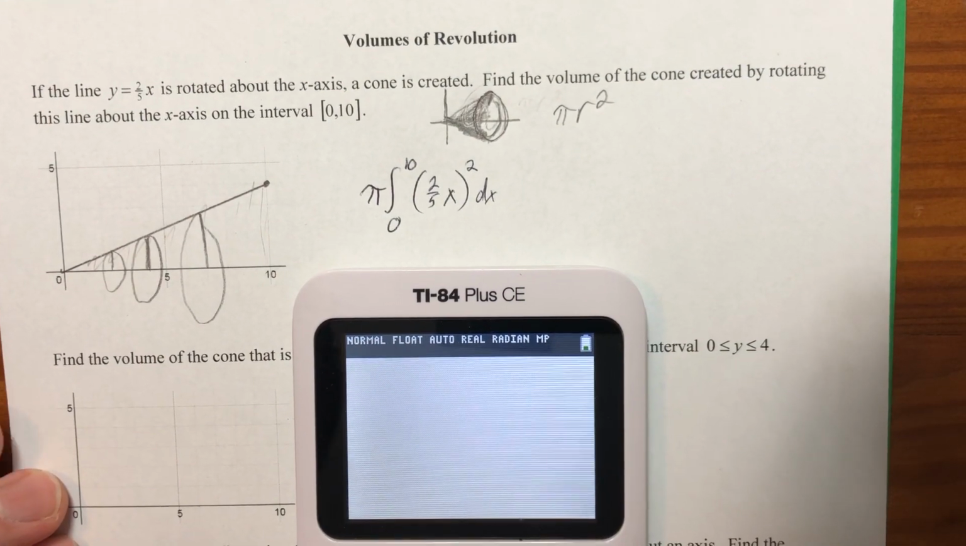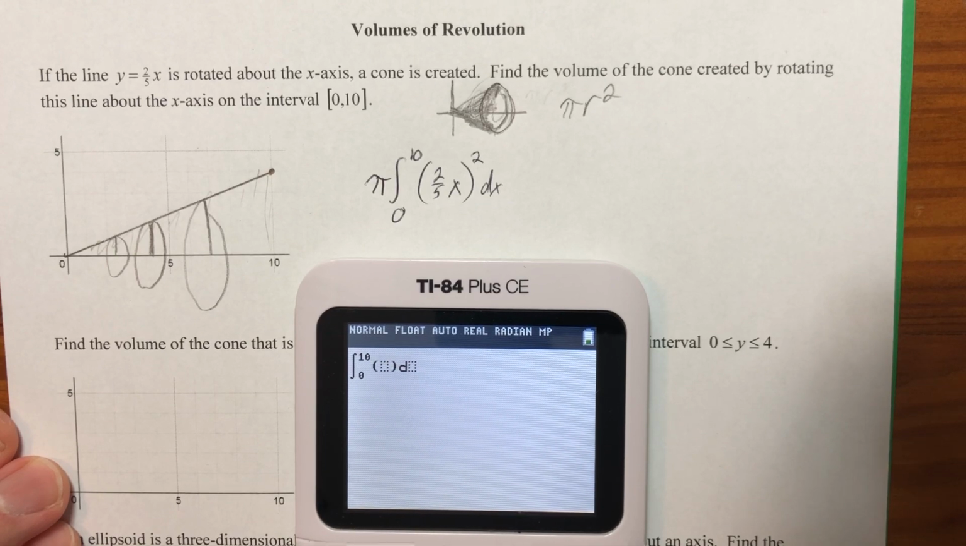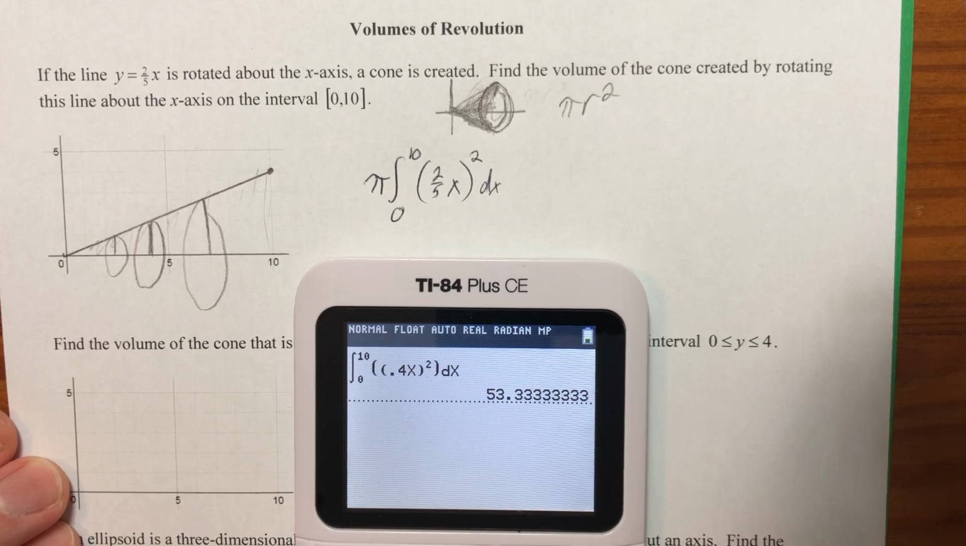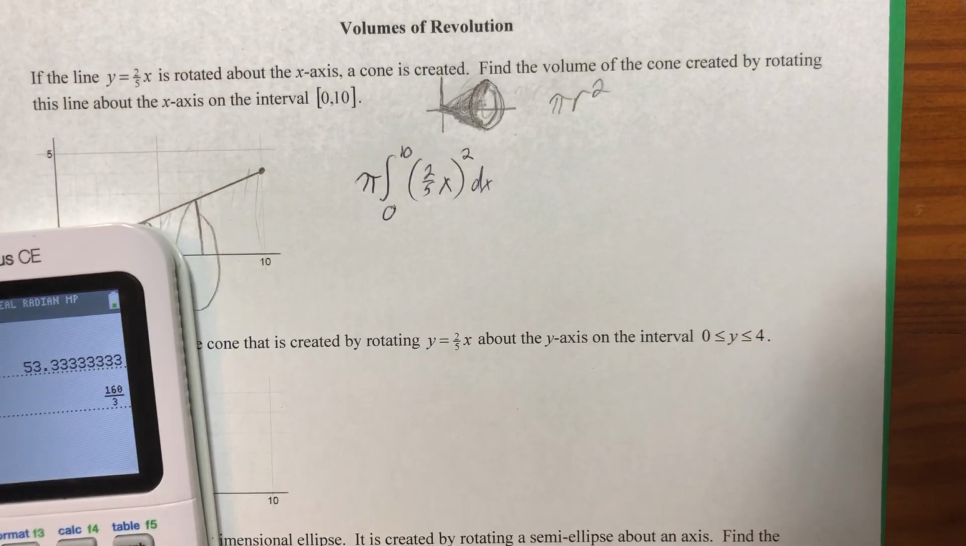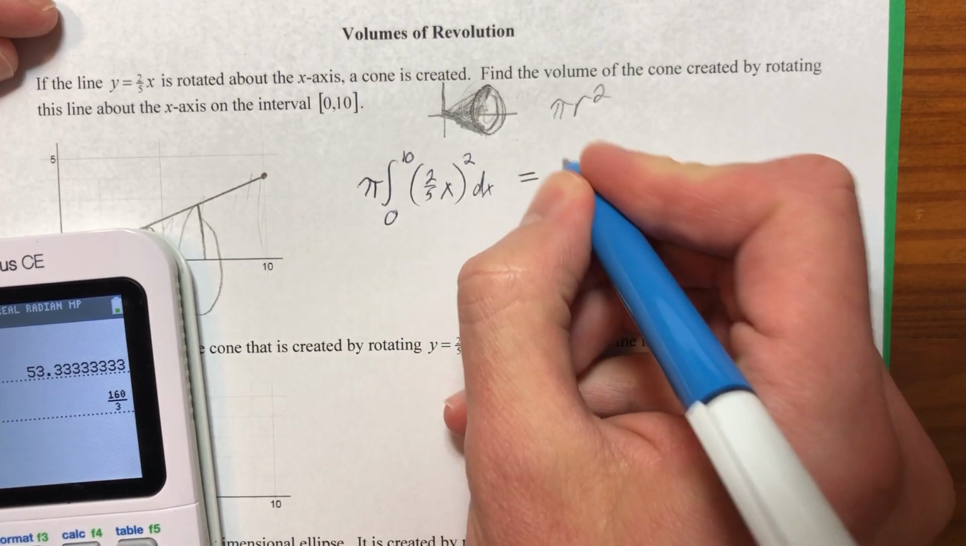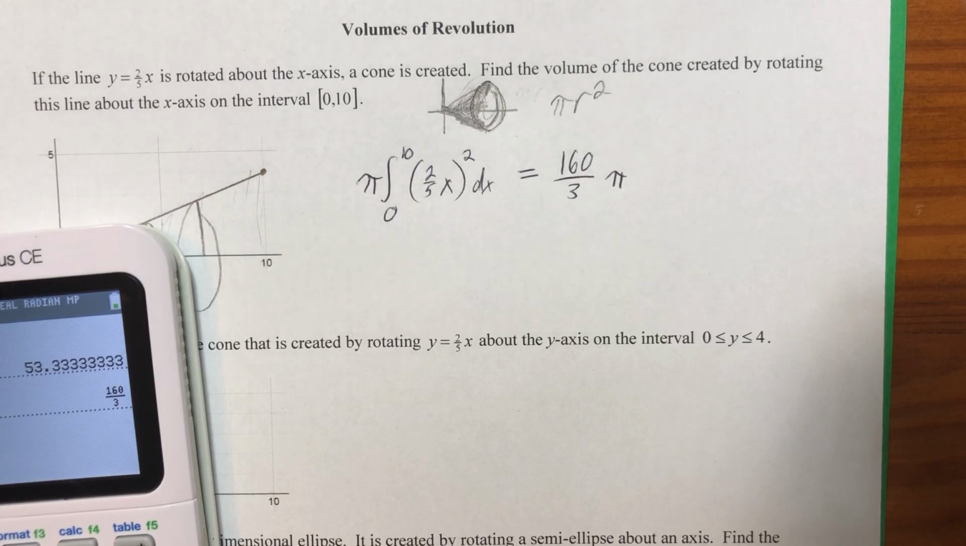We could do this without a calculator, but we're not. So I am going to leave the pi off, though. So the integral from 0 to 10 of (2/5 x) squared. I'm going to need another set of parentheses around that. 0.4x, there we go, and then dx. There we go, that's it. 53.333333 pi, let's turn that into a fraction. 160 pi over 3, you can turn it into a crazy decimal if you like. I'm not, I'm going to call it 160 pi over 3. And that is the volume.